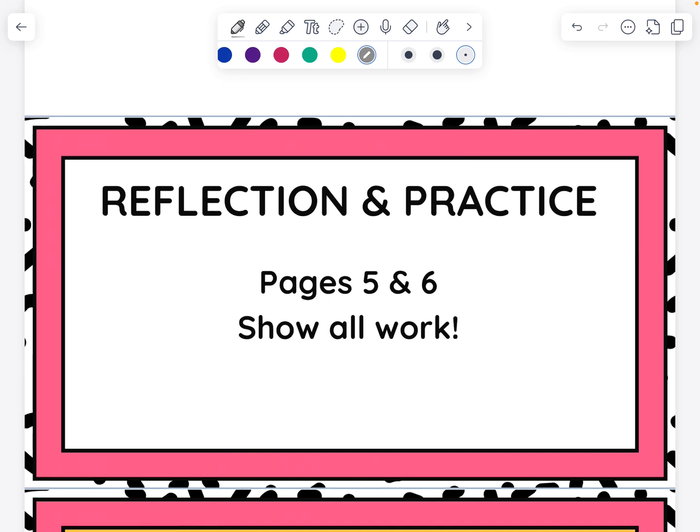Your homework for tonight is pages 5 and 6. Make sure you show all of your work, and again, make sure you clean up your stations.